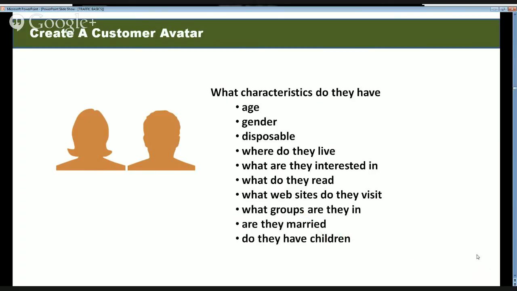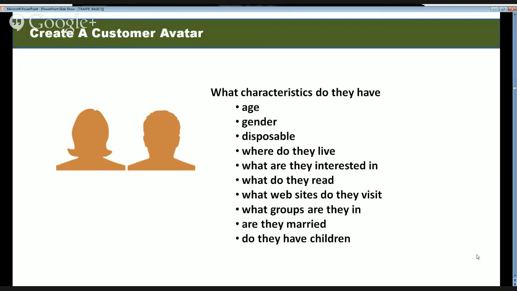You also want to know what groups they're interested in, and this applies especially to social media like Facebook or even LinkedIn. Okay, what groups do they participate in? Are they groups about running? Are they groups about how to have a successful home business? Are they groups about how to do presentations? Okay, identify all those groups.